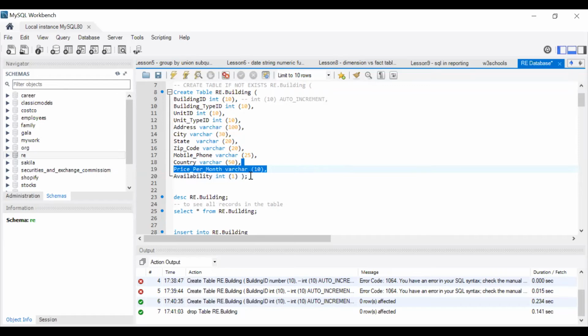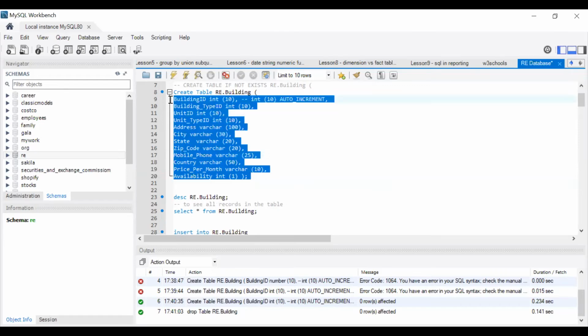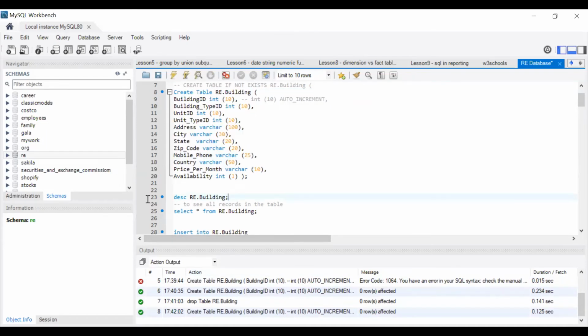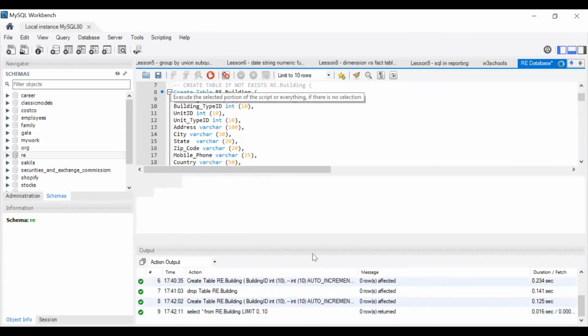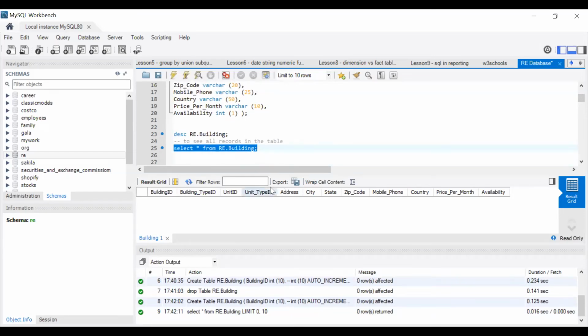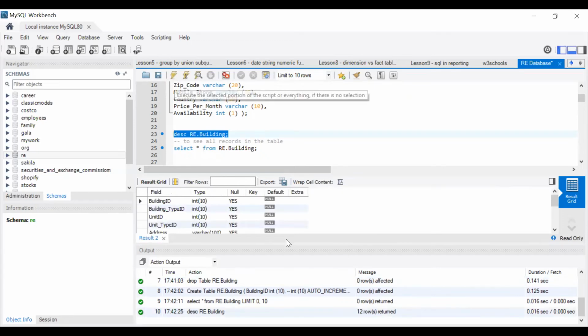For our purposes, let's make sure it works. And it does work. Let's select star from this table. I just ran it and it worked. So there is nothing in this table because we haven't put anything in this table, right? So if we want to see the structure of this table, we do describe the table. And let's see it. So here's the structure.